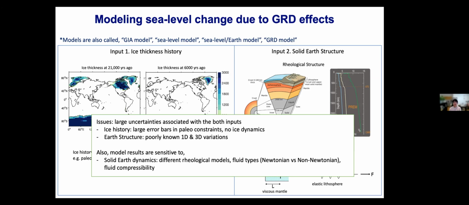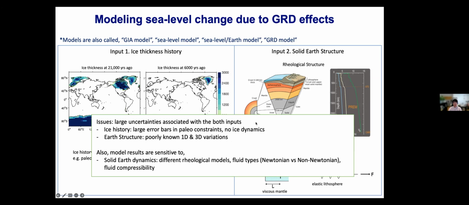And for Earth structure, we know that Earth structure is laterally heterogeneous, but it's really hard to infer that. Even 1D variations in Earth structure are not very well known. So these two inputs have big uncertainties associated with different factors.